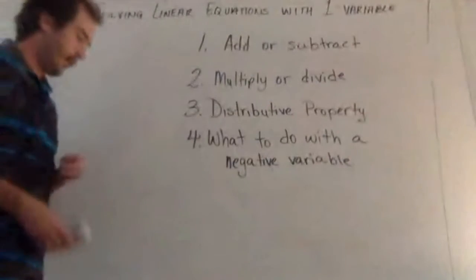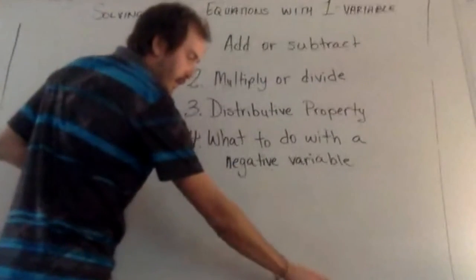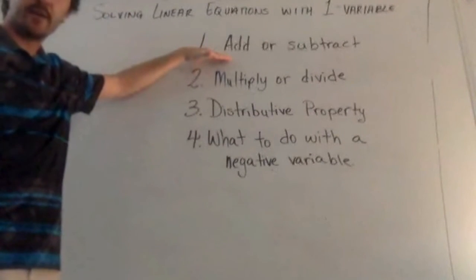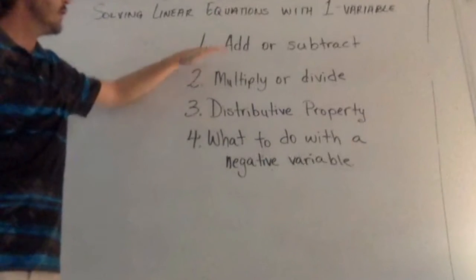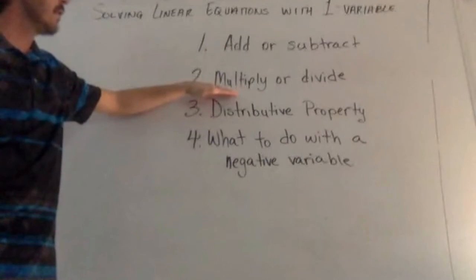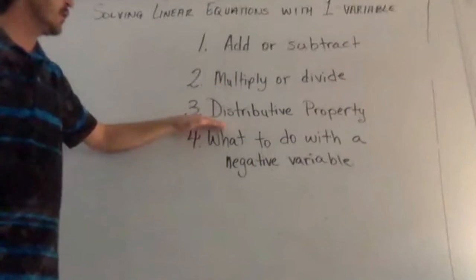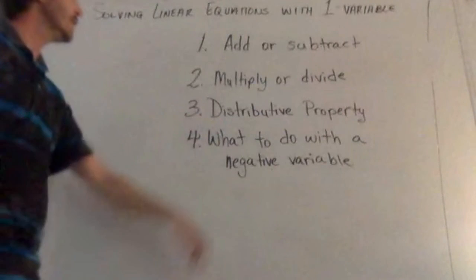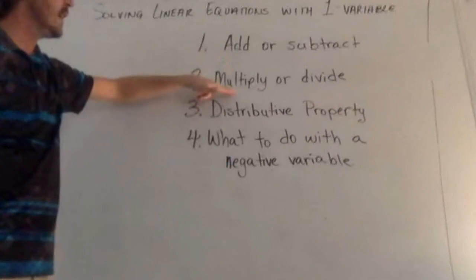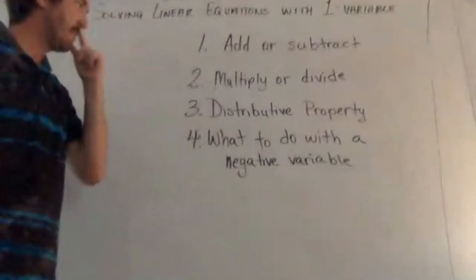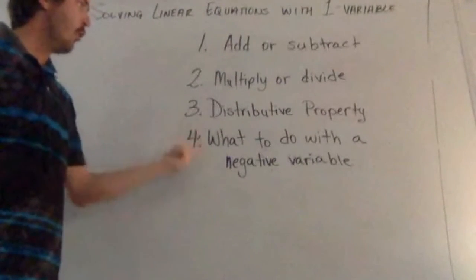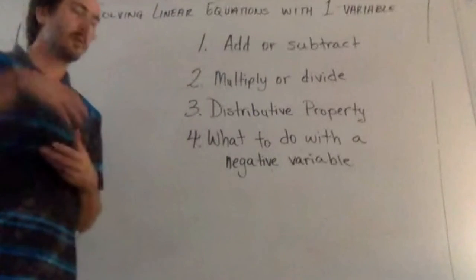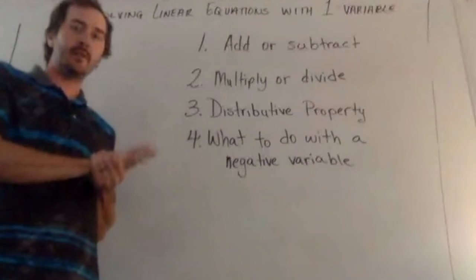We have 4 different things that I want to focus on, kind of as a review. We have equations where we have to add or subtract to answer. We have equations where we have to multiply or divide to answer. We have equations where we have to use the distributive property. And sometimes when we use the distributive property, we need to first add and subtract and then multiply or divide in order to solve that. And then the last thing is what to do with a negative variable. These are the 4 things you need to understand before we can move forward in our unit.